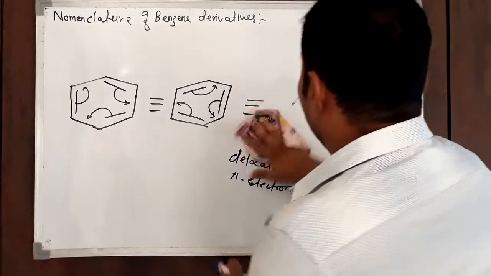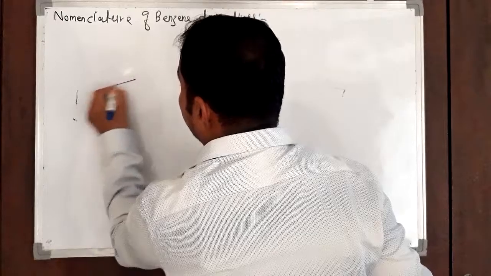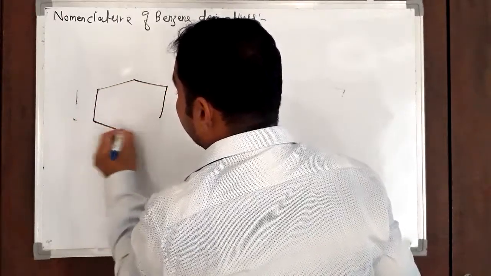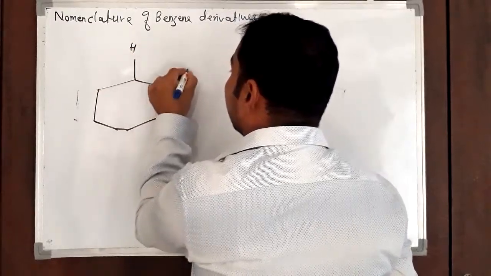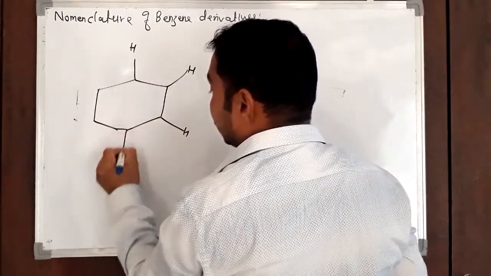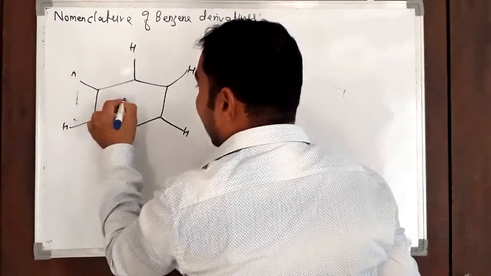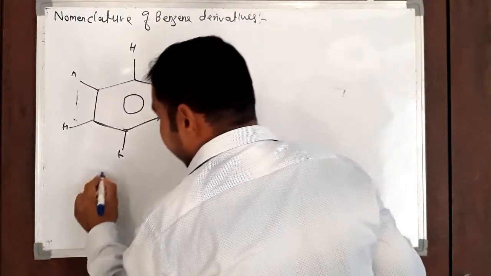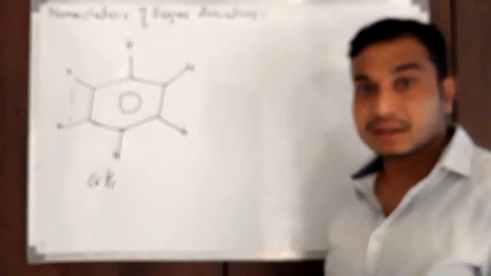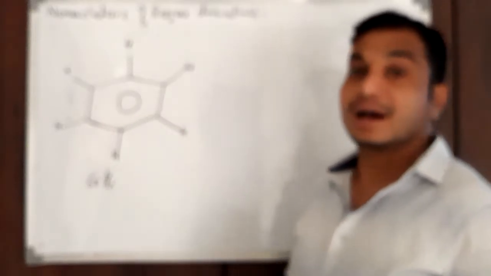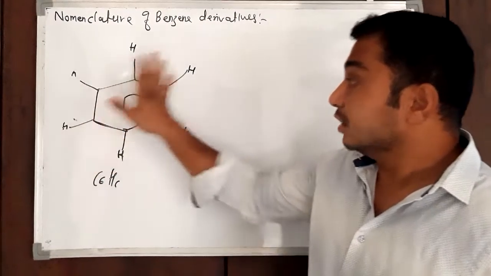Now, as we know, benzene contains 6 carbon atoms, and each carbon atom has one hydrogen atom attached, like this. All these hydrogen atoms are identical, C6H6. All these carbon atoms are identical, therefore these hydrogens are also identical. So this is called unsubstituted benzene.